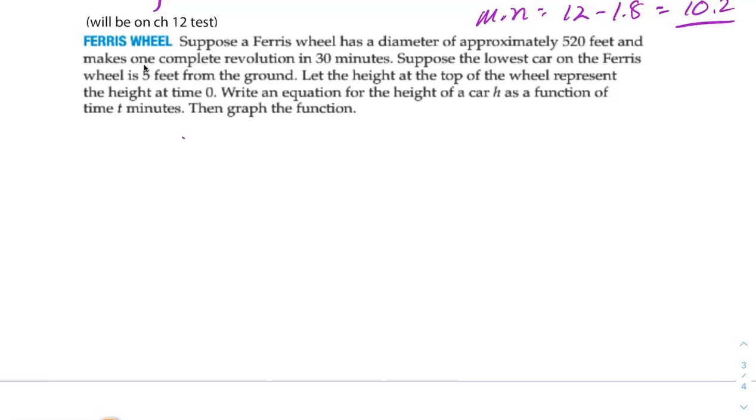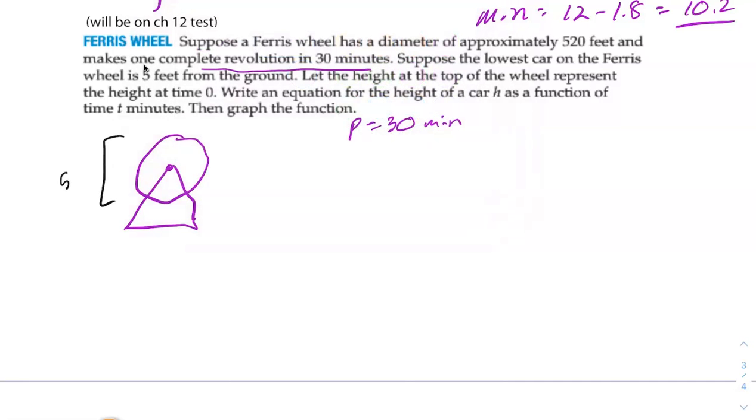So we have a Ferris wheel. That's my crude drawing of the Ferris wheel. And they tell us a couple things. Right here, one complete revolution is 30 minutes. That's your period. Period equals 30 minutes. Done. The diameter of the Ferris wheel is 520 feet. So from here to here is 520. And it's 5 feet off the ground. So this is 5 feet. Okay, so that's everything I know. Oh, and they said the little car starts up right here.